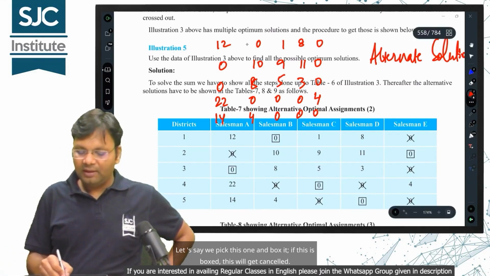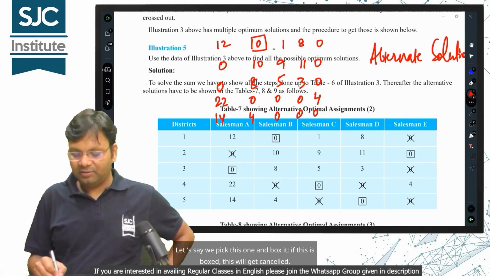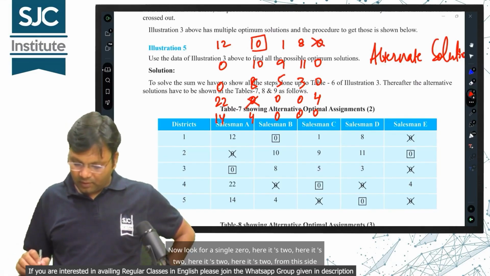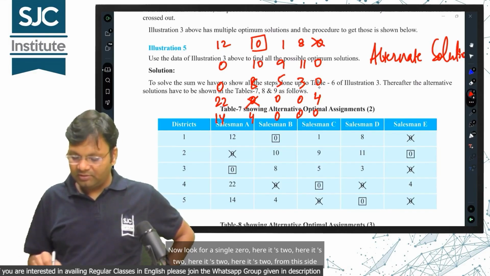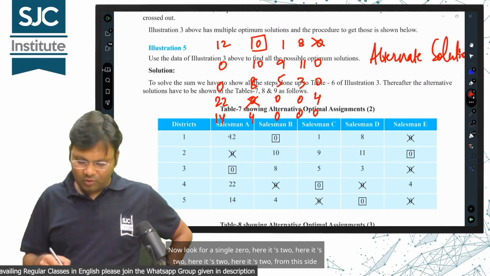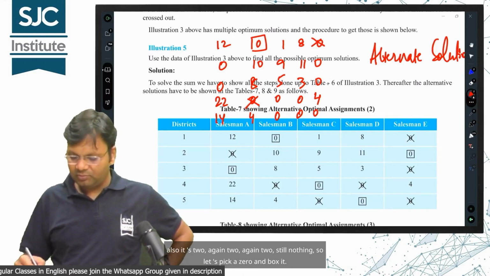Let's say we pick this one and box it. If this is boxed, this will get cancelled. The one below will get cancelled. Now look for a single 0. Here it's 2, here it's 2, here it's 2, here it's 2. From this side also it's 2, again 2, again 2, still nothing.